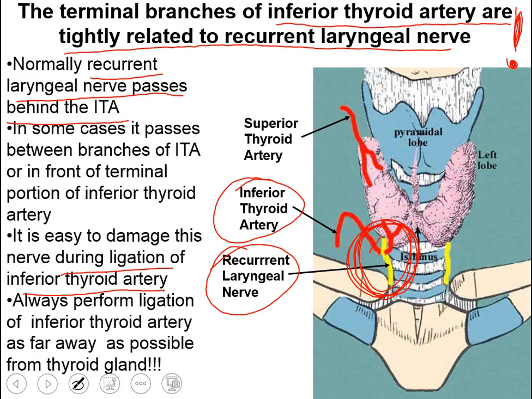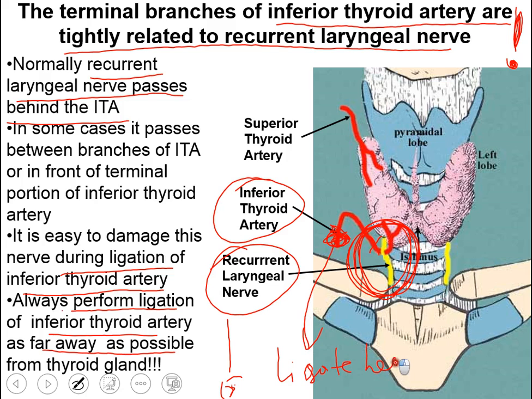Thus, it is advisable to ligate the inferior thyroid artery as far away as possible from the thyroid gland, well before the inferior thyroid artery begins to divide into small branches. In such a case, there is less probability of injuring the recurrent laryngeal nerve during ligation of the inferior thyroid artery.